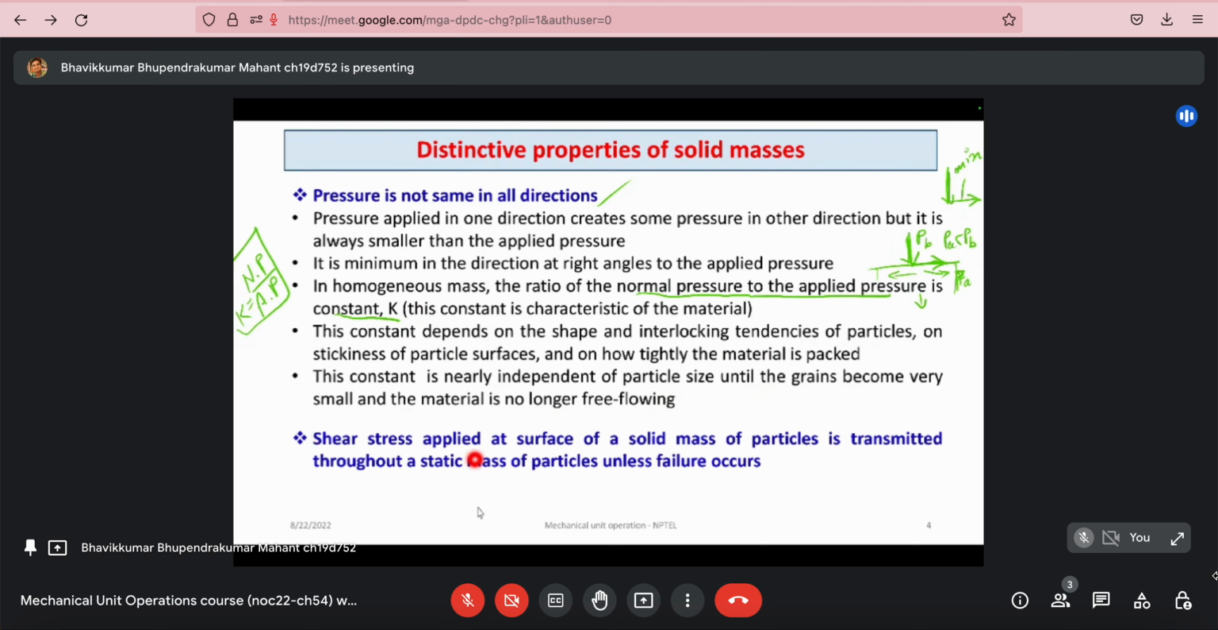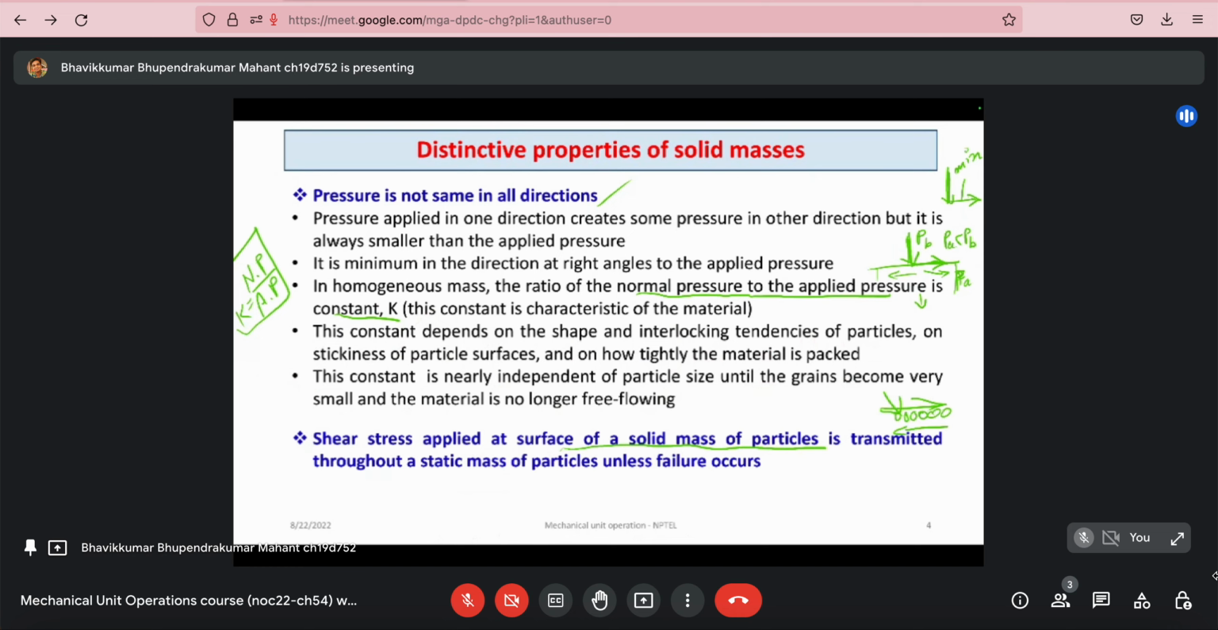Now shear stress applied at the surface of a solid mass of particles is transmitted throughout the static mass of particles unless failure occurs. So whatever amount of shear stress you apply at the surface of a solid mass of particles is transmitted throughout the static mass. If there are some particles and you apply shear stress like this, it is transmitted to the static mass only, and if some failure occurs, then it will be converted into motion.